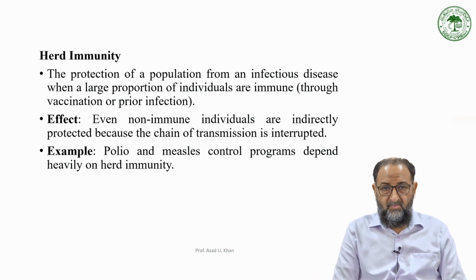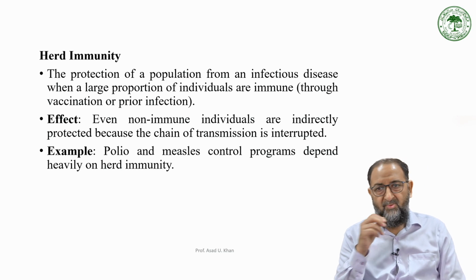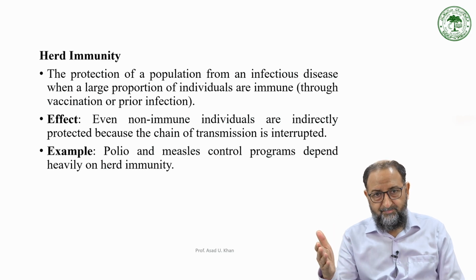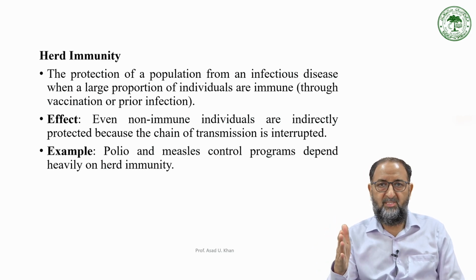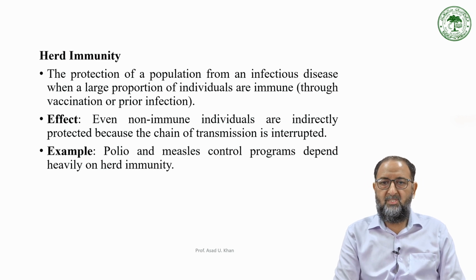Then the herd effect. Even non-immune individuals are indirectly protected because the chain of transmission is interrupted, right? The effect means that non-immune individuals are indirectly protected because the chain of transmission is interrupted. So the transmission chains get interrupted. For example, the polio and measles control programs depend heavily on herd immunity, right?